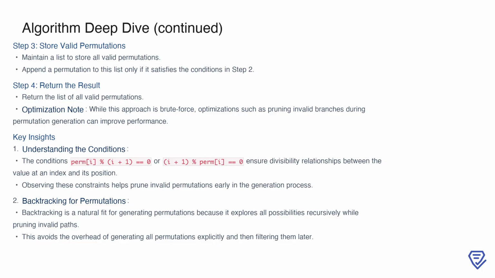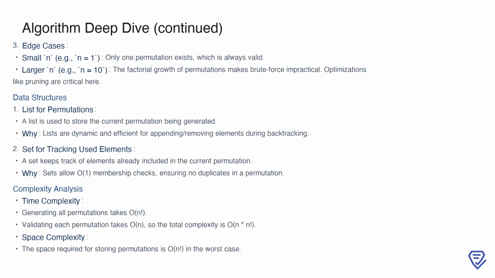constraints, reducing unnecessary computation. When considering edge cases, the problem behaves differently depending on the size of n. For small values like n equals 1, there is only one permutation, which is always valid. However, as n grows larger, the factorial growth of permutations makes a brute force approach infeasible without optimizations like pruning.